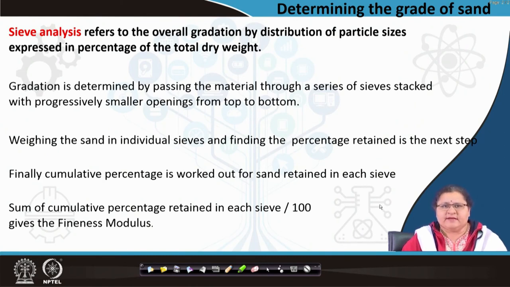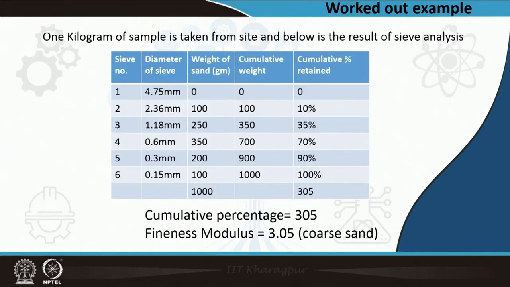Weighing the sand in individual sieves and finding the percentage retained is the next step. Finally, the cumulative percentage is worked out for the sand retained in each sieve. So, the sum of the cumulative percentage retained in each sieve divided by 100 gives the fineness modulus. I think a demonstration through an example will make it clear.